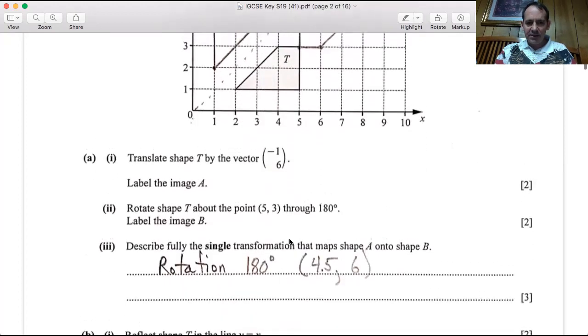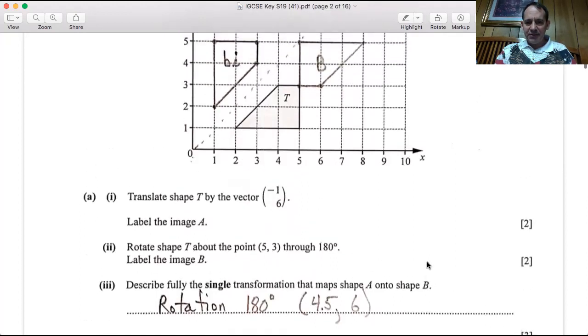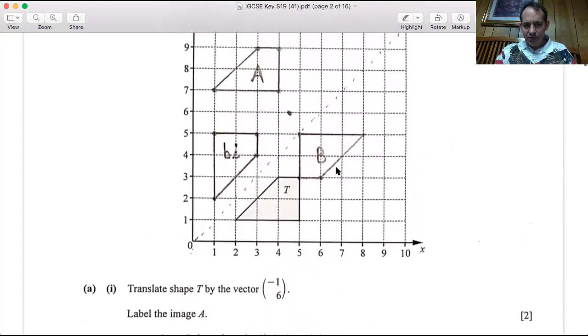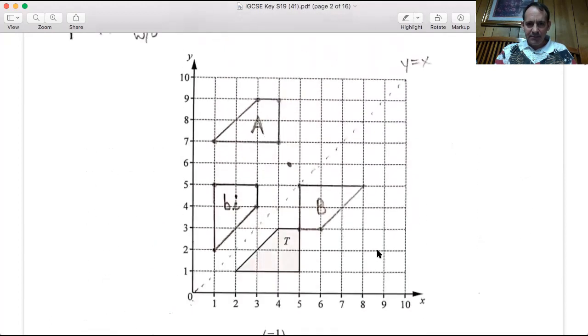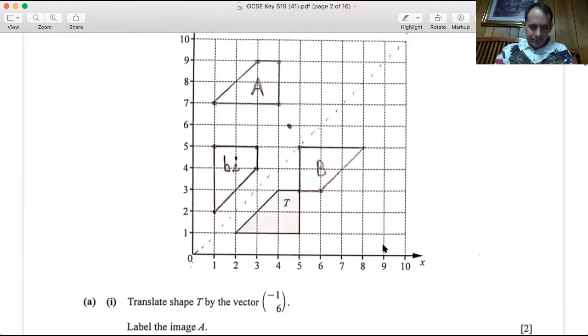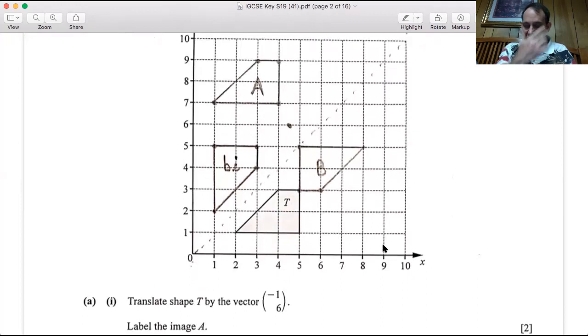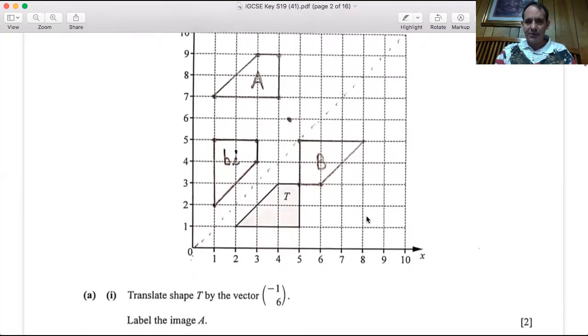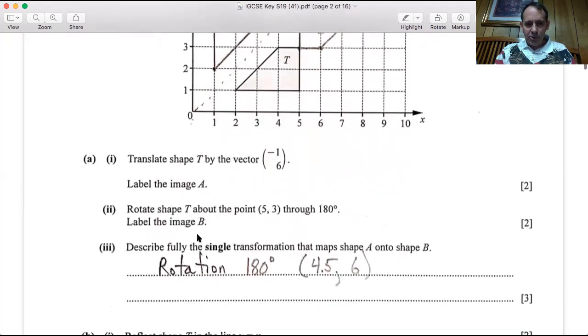Then describe fully the single transformation that maps shape A onto shape B. So we want shape A to go over to shape B. You might look at it and think that it's a reflection, but with a reflection, this pointy part here would be over here, not over here. So it's not a reflection. It's also not an enlargement because the size of it is staying the same. So this one is being rotated around, and so you're going to call it a rotation.